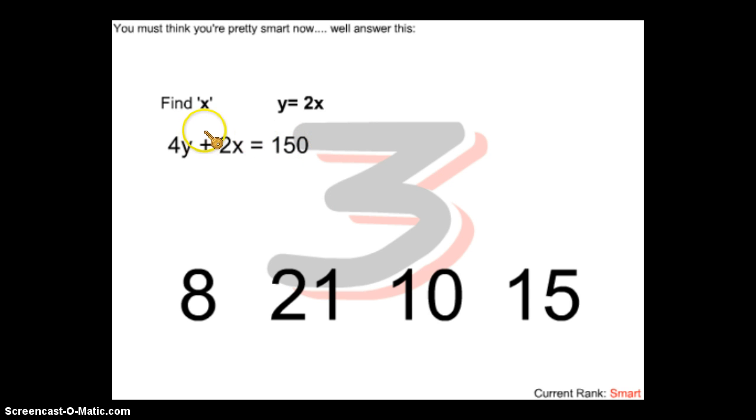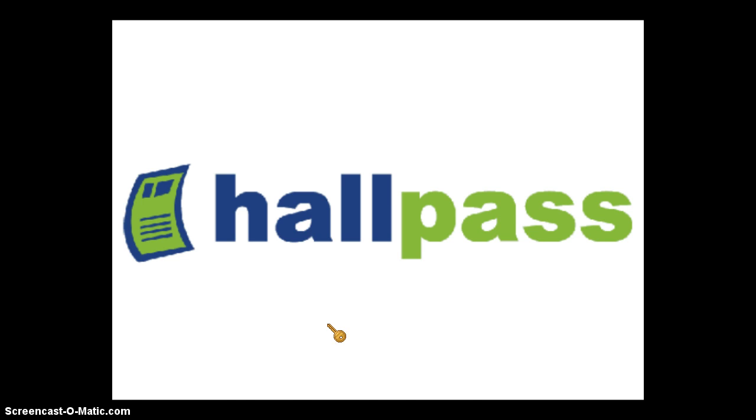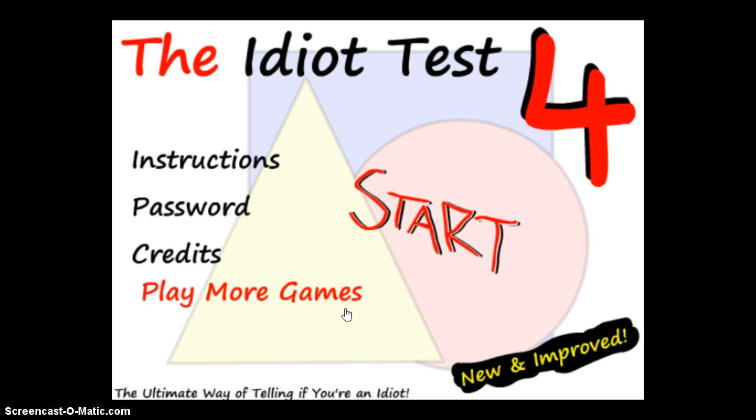Well, answer this. Find X. Y equals 2 times... What? I'm so confused. Okay, so Y equals 8. Oops. I'm smart. Not that smart, though, I guess. Okay, what other games do we have... Here, idiot test 2. There's a fourth! Why? Why is there a fourth?